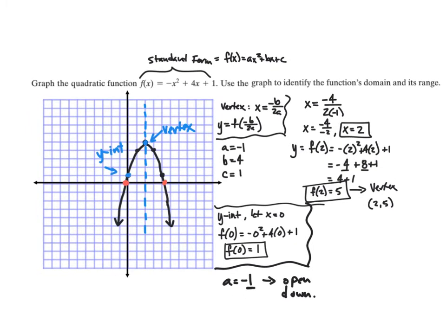Just to recap what we just did: we found the vertex using x equals opposite b over 2a, found that x value, and plugged it back into the function to generate our y value, which was 5. Then we can always find our y-intercept, which is always another point that we can find. Then we make sure we're graphing correctly by checking that it opens down because a is negative. That's how we do it. We could also find the x-intercepts, but depending on what a is and what the graph looks like, you may or may not need to do that.